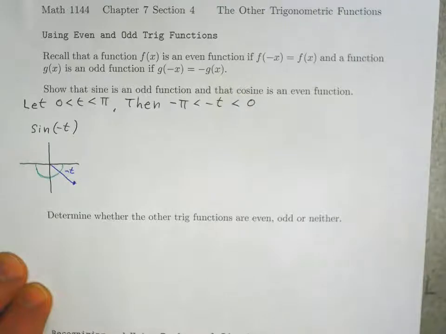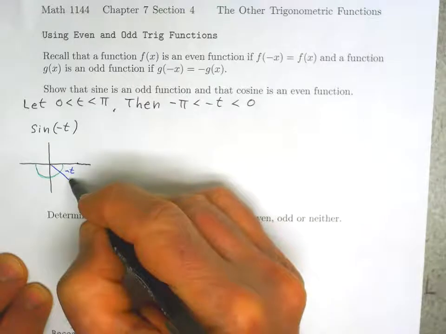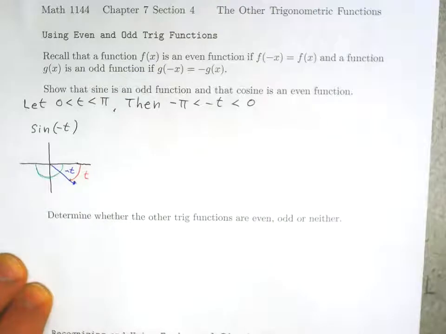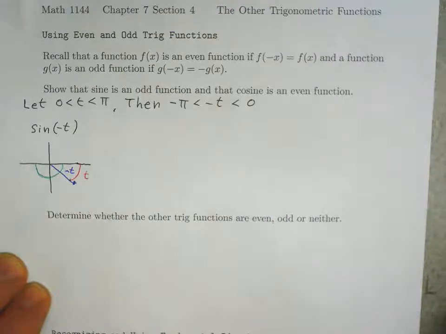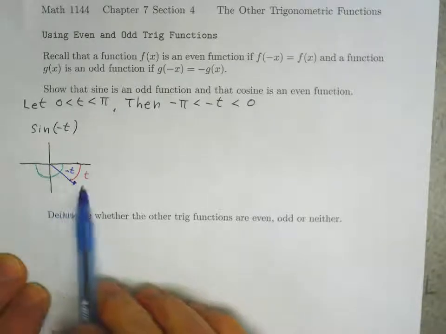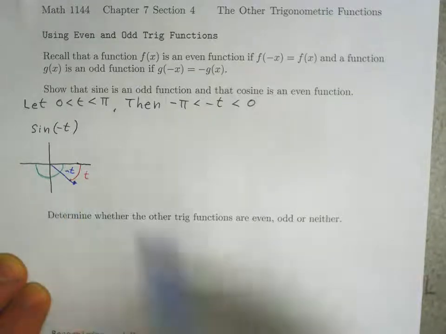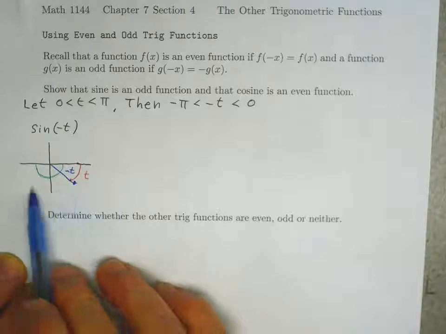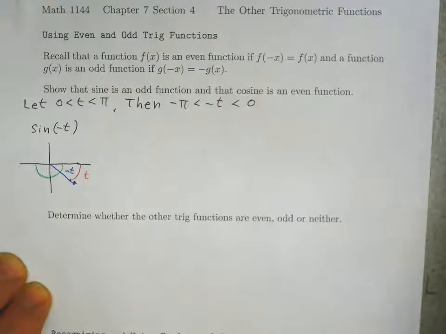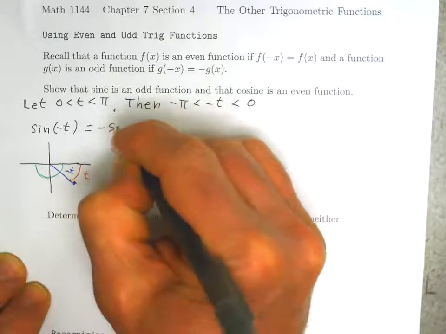And so the reference angle is t. And in the third and fourth quadrant, so this is just one place that I could have placed negative t in the third and fourth quadrants. So in the third and fourth quadrants, sine is negative. So sine of negative t is equal to the negative of sine of t.